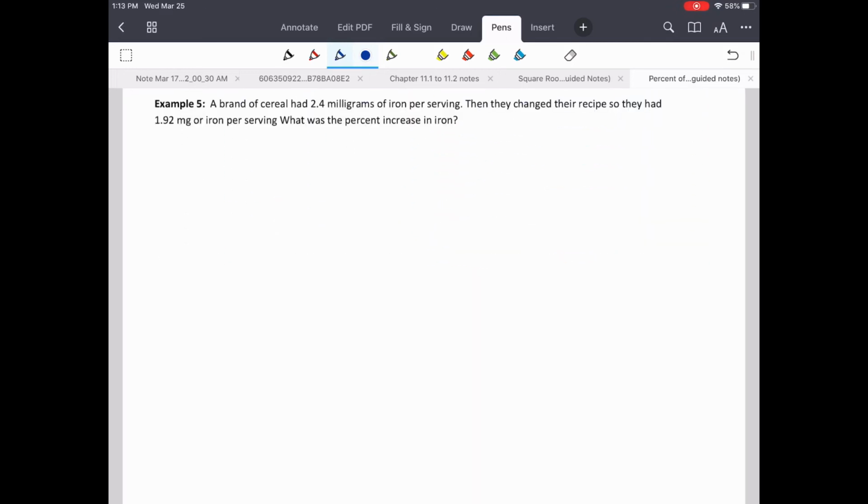Now onto the last example here, example 5. It says a brand of cereal had 2.4 milligrams of iron per serving. Then they changed the recipe so that they had 1.92 milligrams of iron per serving. What was the percent of increase in iron? And I just noticed there's a typo again in this one. Sorry, that it went down. It went from 2.4 to 1.92. So it actually should say decrease. Sorry about that. I'll make sure your copy has those changes because I haven't uploaded the PDFs yet.